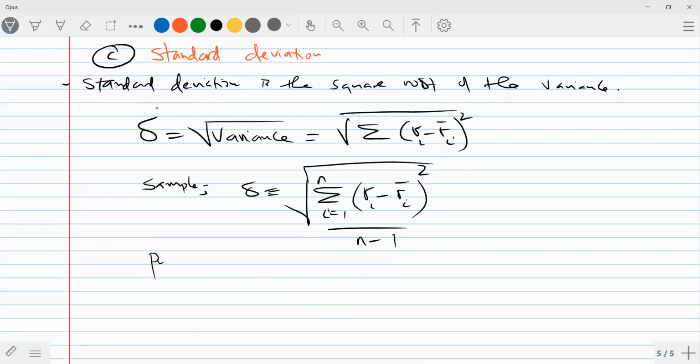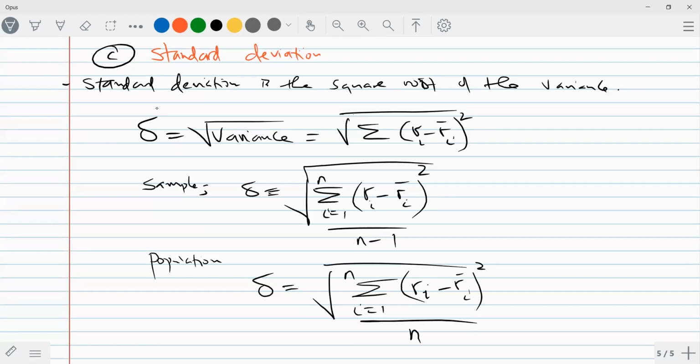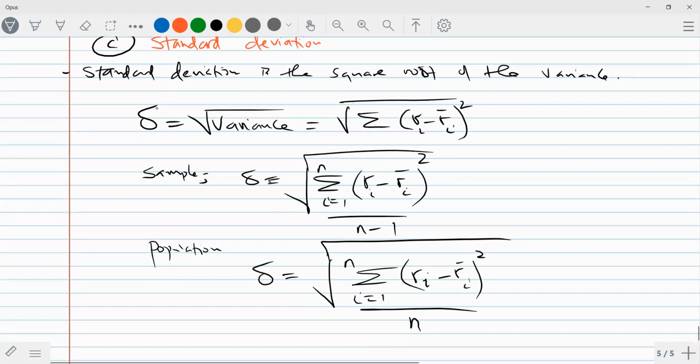In case of a population, the same process is going to follow. The standard deviation will be equal to the square root of the sum of deviation from the first data set all the way to the nth data set of the deviation squared. This is a population, therefore we divide by n. And this is how we get the standard deviation of the population.